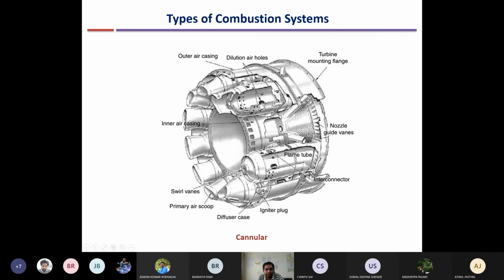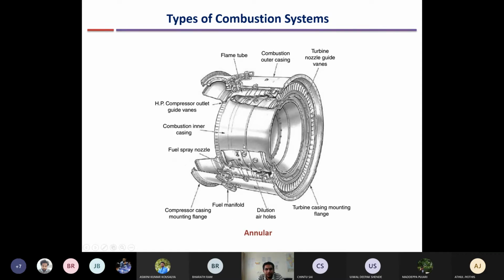So the weight is reduced, and there is moderately good strength also. Whereas the annular type of system, which is nowadays very common because of its light weight, is a very lightweight system, because you don't have a separate casing and separate fuel systems and liners for each. This has a lot of advantages.